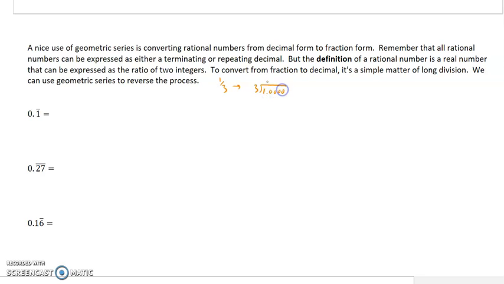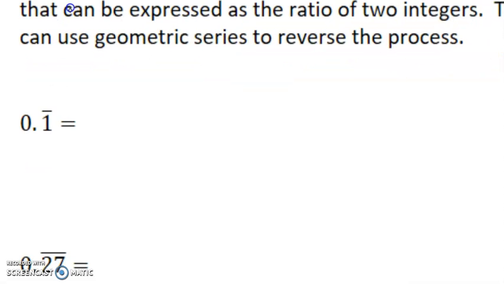And it won't take very long to discover that this is going to be 0.33333, and we just keep on getting threes over and over again. So that's the process of turning a fraction into a repeating decimal. But what about turning a repeating decimal into a fraction? Well, that's, believe it or not, where infinite series come into play.